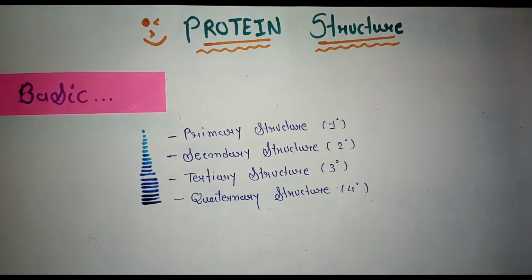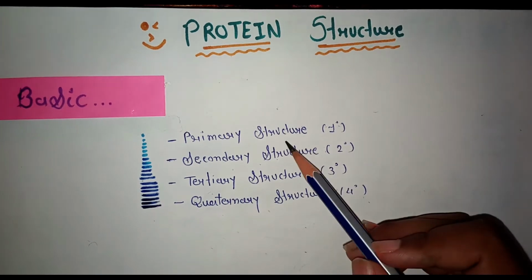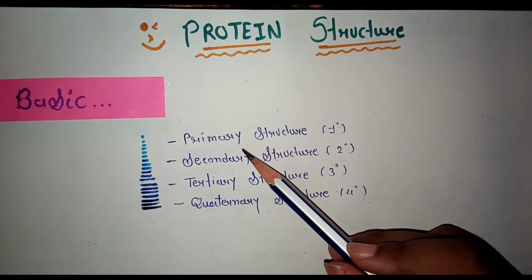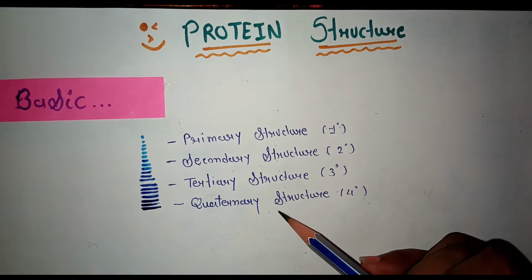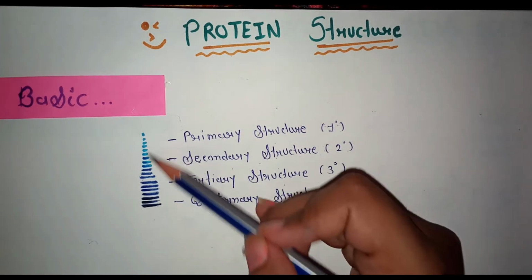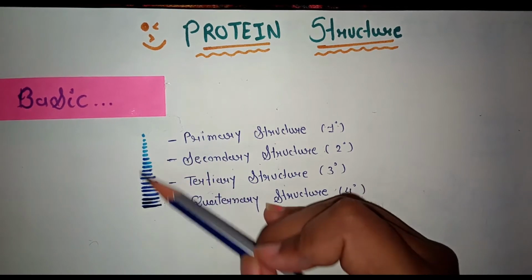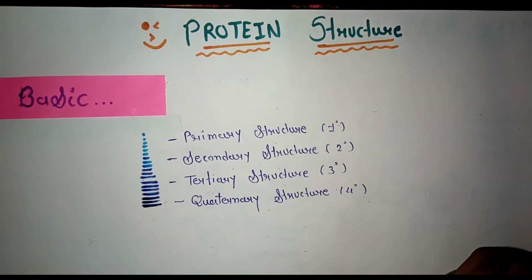As we know, there are four types of protein structure. Here, we are learning the basics about all types of structures in this video, so stay tuned till the end. I am writing the primary structure, secondary structure, tertiary structure and quaternary structure according to complexity. The dark part of the line indicates a more complex protein structure, and the lighter part of the line indicates simplicity, or less complexity, of the structure.